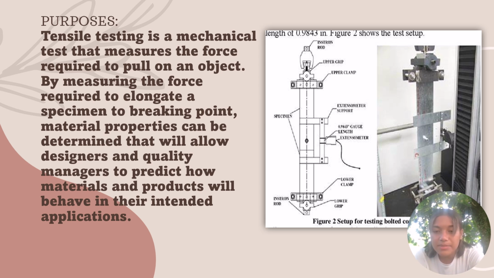So that is the machine for the testing of the objects. And as you can see in the picture, the upper grip and the upper clamp. This is where the object is being placed.